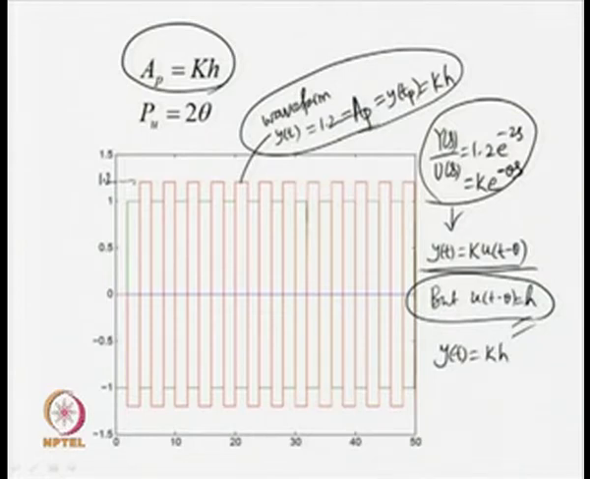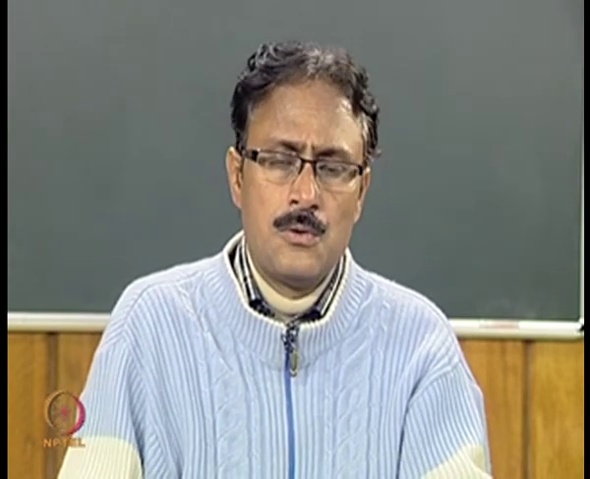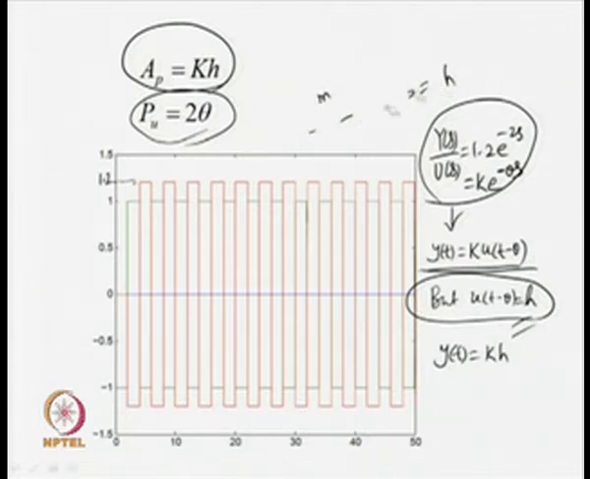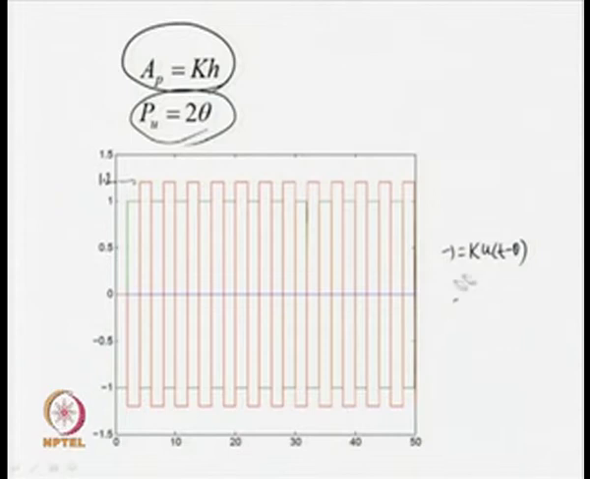The expression for peak amplitude of the output of the system can be given as A p equal to k h. Similarly, it is not difficult to find out the periodicity of the output waveform, and interestingly it is found to be P u equal to 2 times the delay of the system theta. So, P u equal to 2 theta. These two important equations give us a relationship between the system parameters and the output waveform of the output signal.